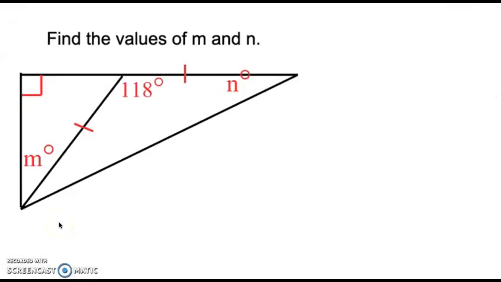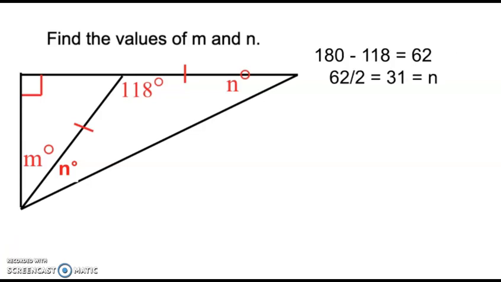So the first thing I would find is angle n. Now we see this is an isosceles triangle right here, meaning these two sides are equal, so these two angles are equal. So we can say this is also n. So now we can add all three up and subtract from 180. So 180 minus 118 is 62, divided by 2 to give you n, which is 31.